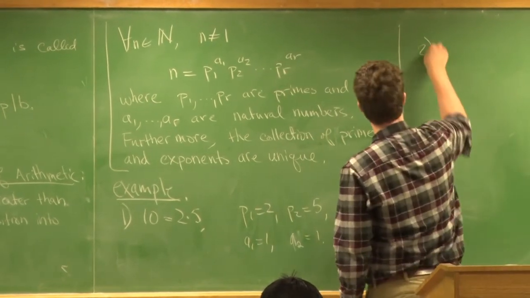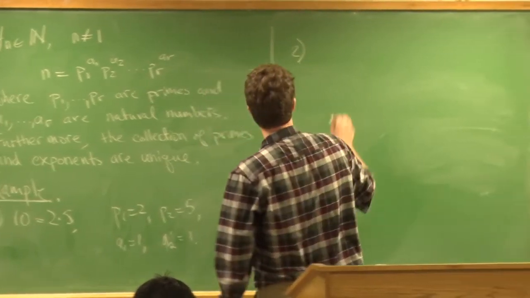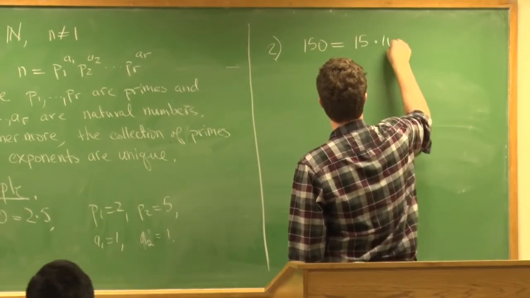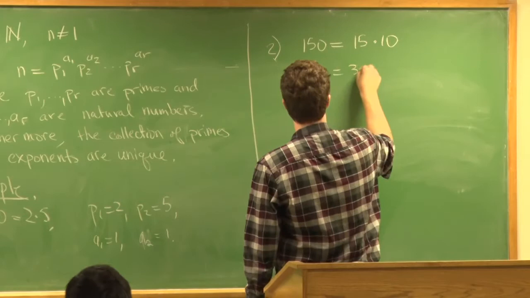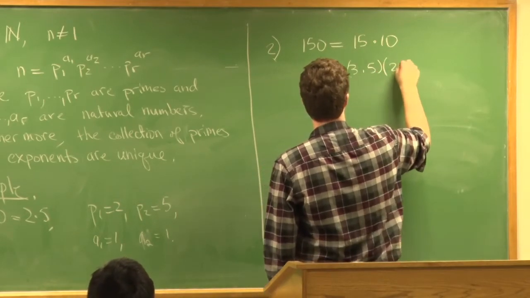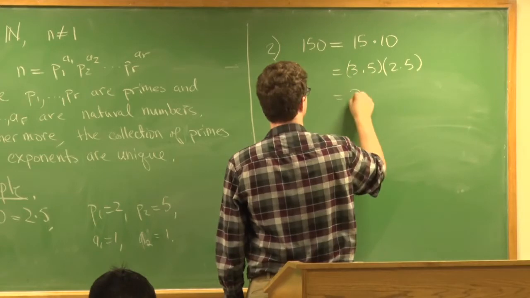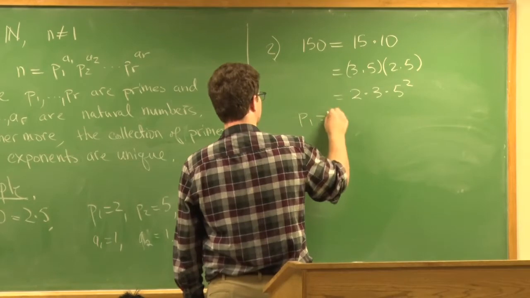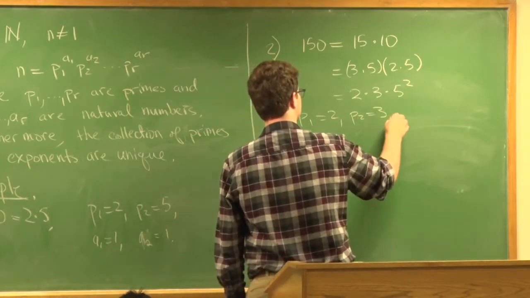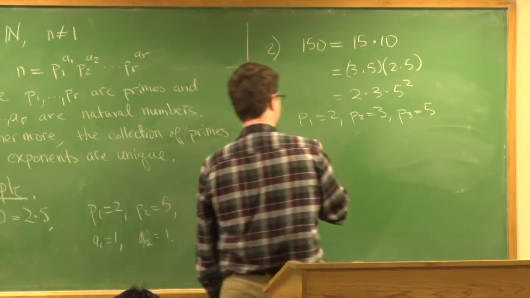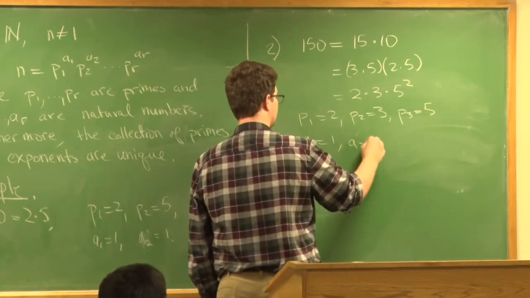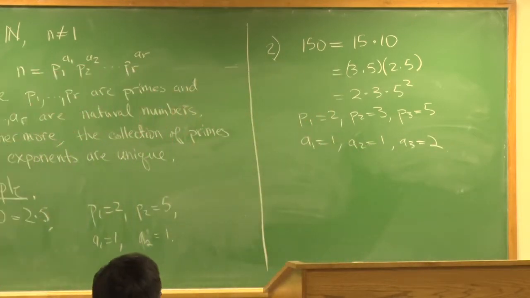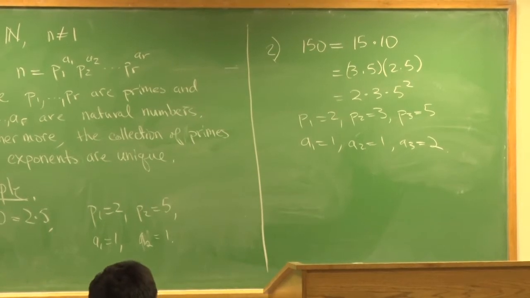Here's another one. We could do, say, 150. This is 15 times 10, right? This is 3 times 5 times 2 times 5. So this is 2 times 3 times 5 squared. So P1 is 2, P2 is 3, P3 is 5, A1 is 1, A2 is 1, and A3 is 2. All right, so that's what we have for this one.